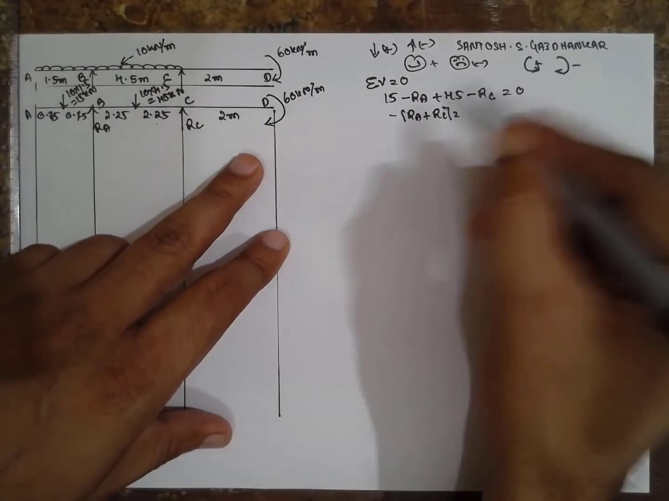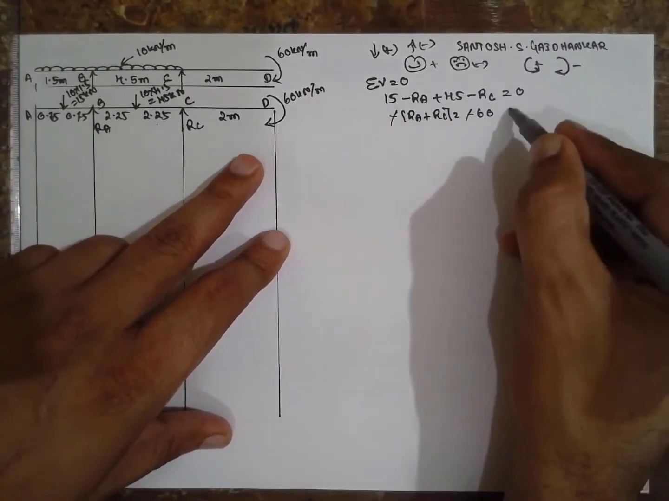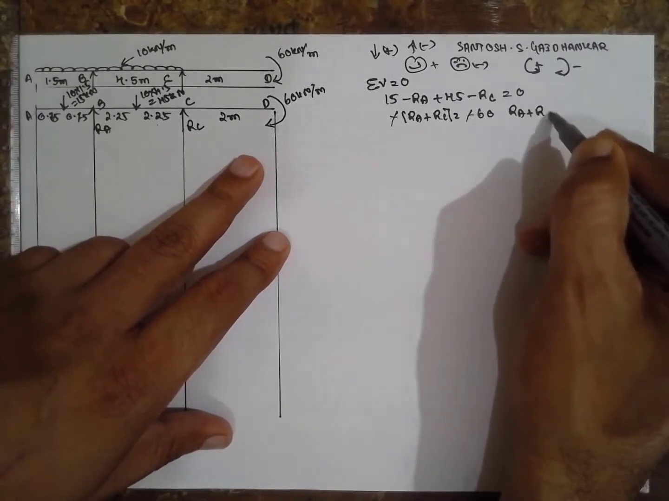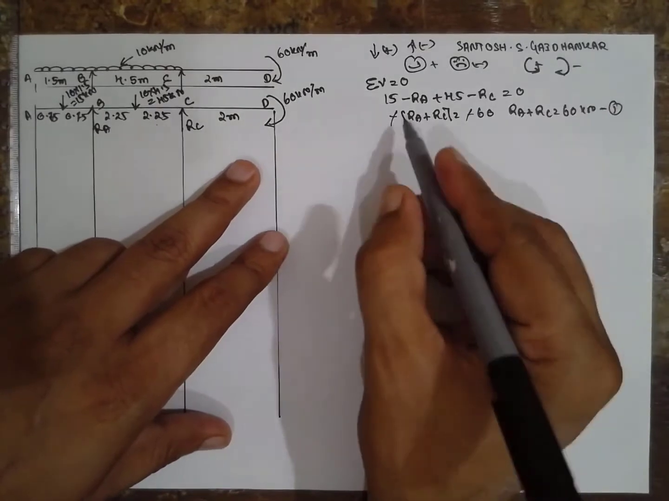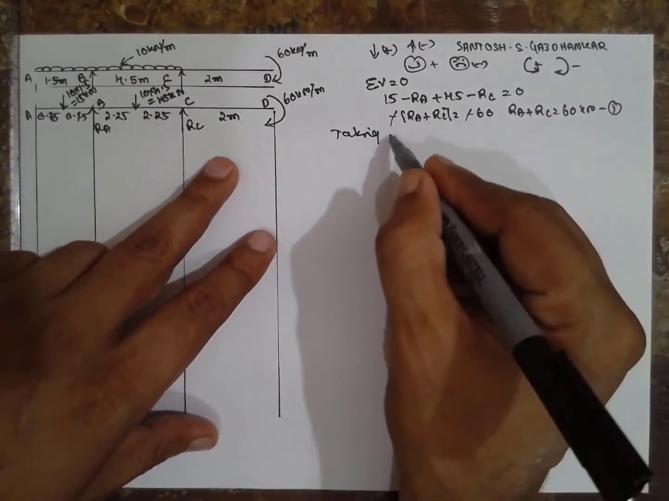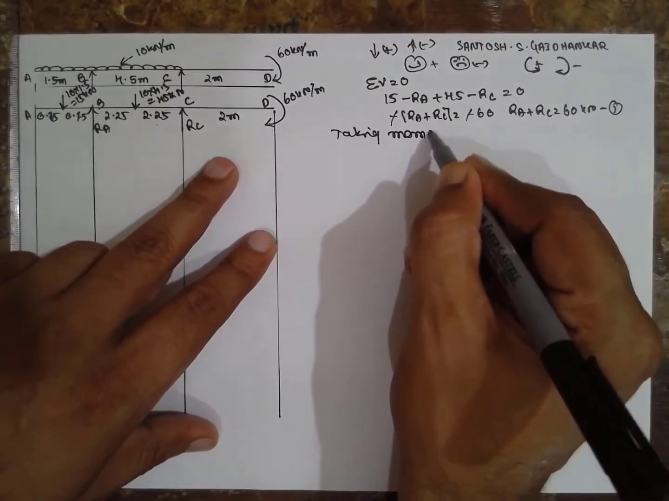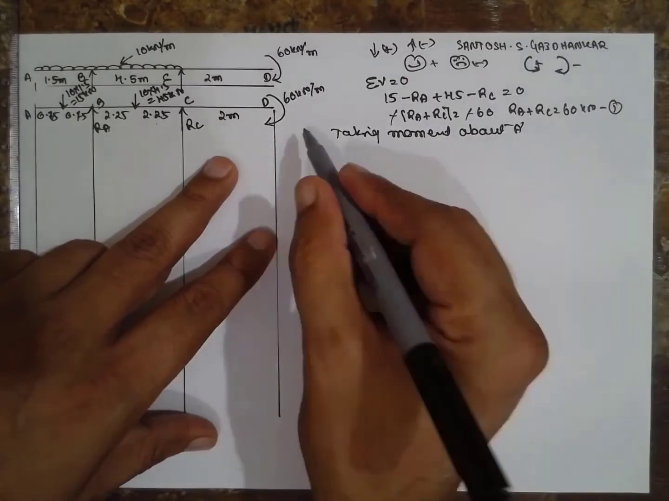If you bring this term to this side, it becomes minus 60. This and this get cancelled. RA plus RC is equal to 60 kilonewton. Equation 1. Taking moment about A.